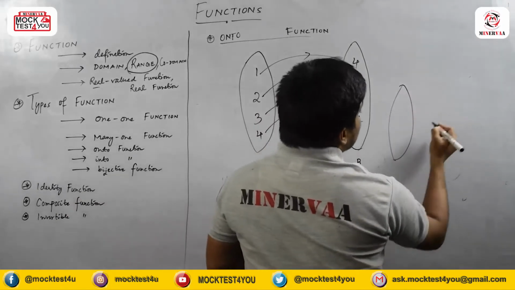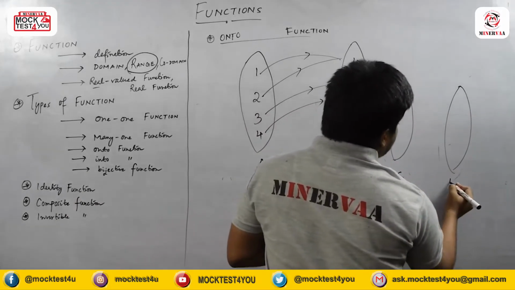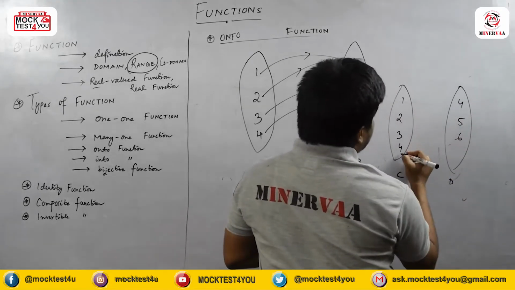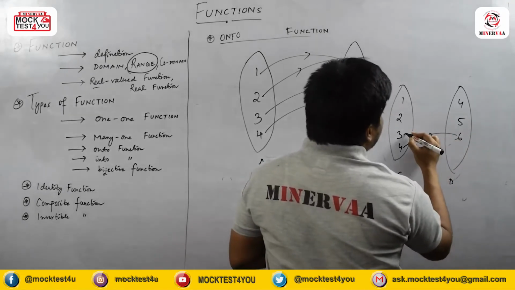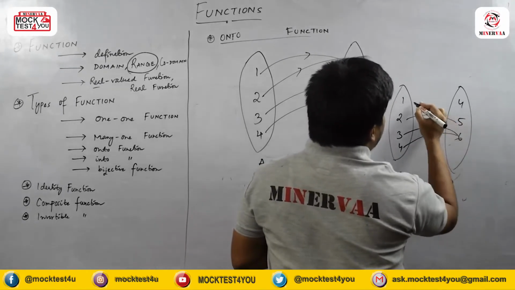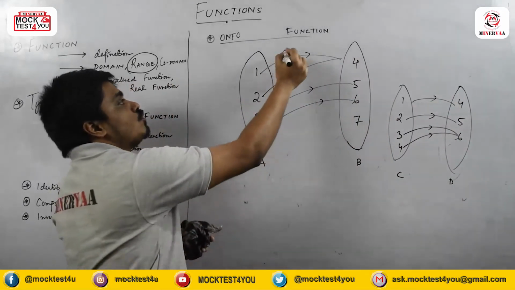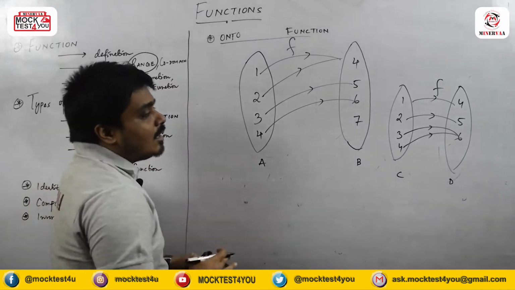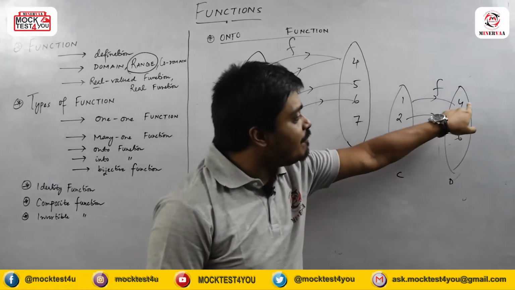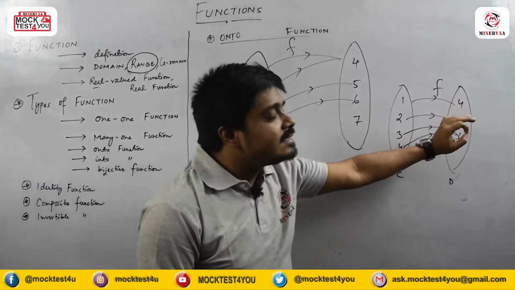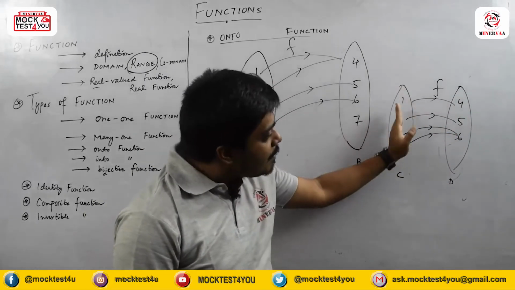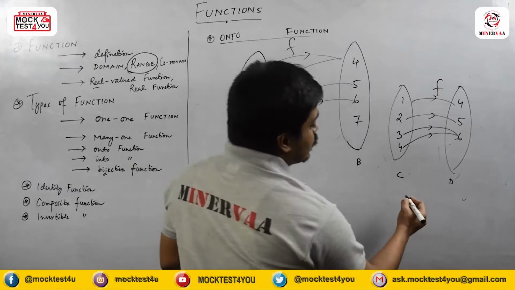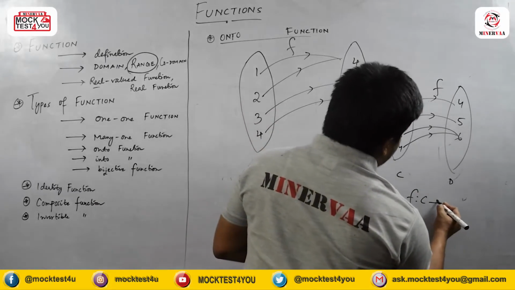So what will be onto? Onto will be sets C and D, with 1, 2, 3, 4, 5, 6. So here to here, here to here, here and here. This one is my onto function. I have to write F here because for functions we need to write that. So here we have an onto function. Why? Because every element in set D is an image of an element in set C. So this one is an onto function. So I will write F from C to D.